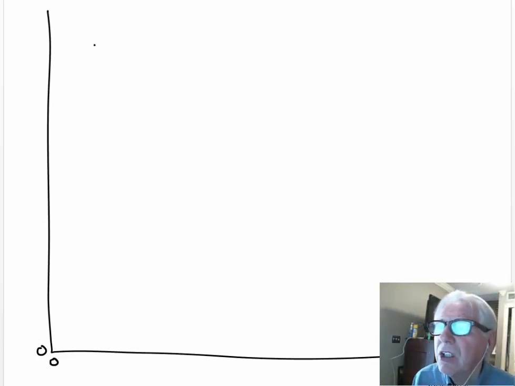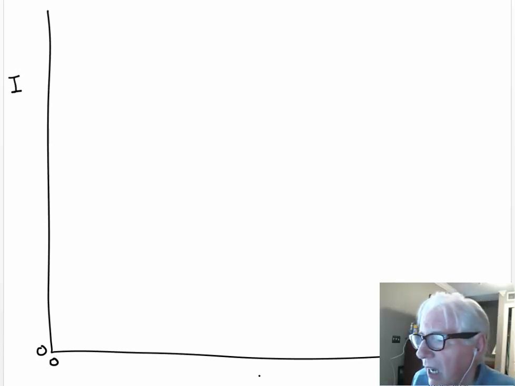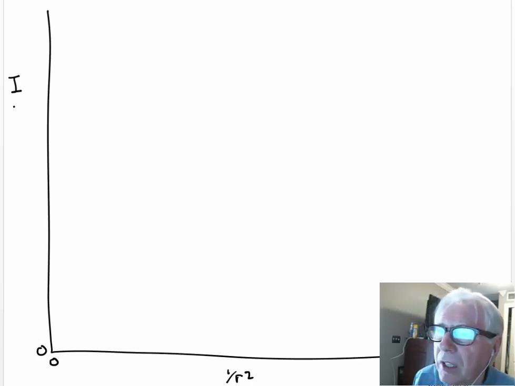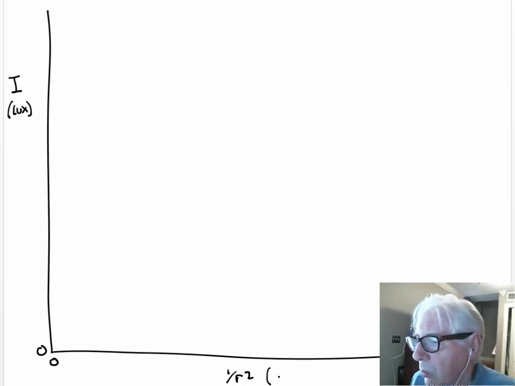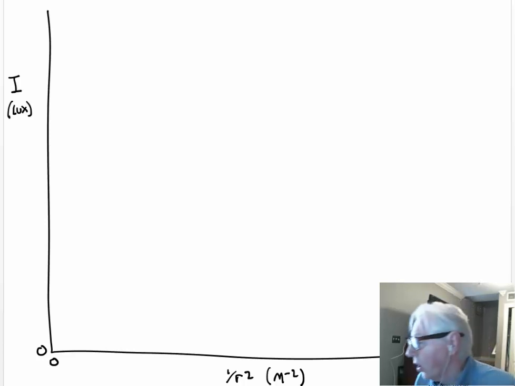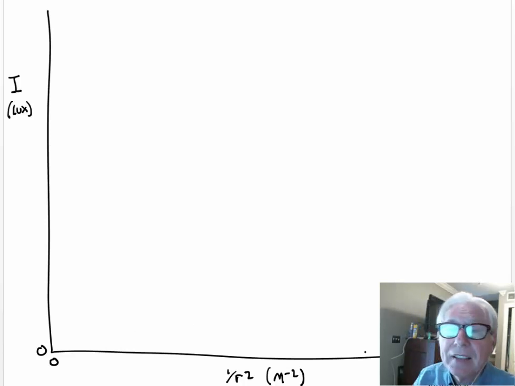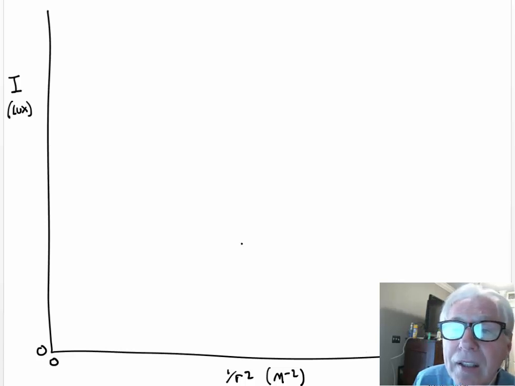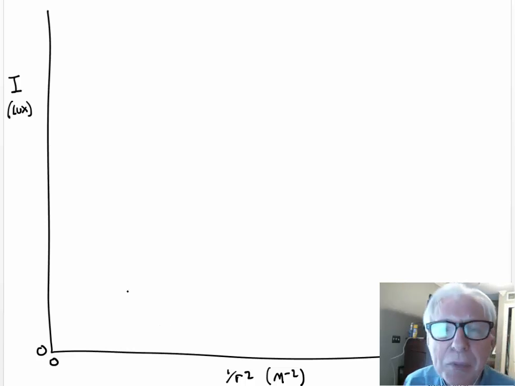And then you turn around and you say, I'm going to have I vertically. Now you could have your page sideways or vertical, whichever you like. And then this is going to be 1 over R squared horizontally. And I, we said, was in lux. And then 1 over R squared is in meters to the minus 2. And then I look at my data. And I know that I need to have 138 is my lux measurement.